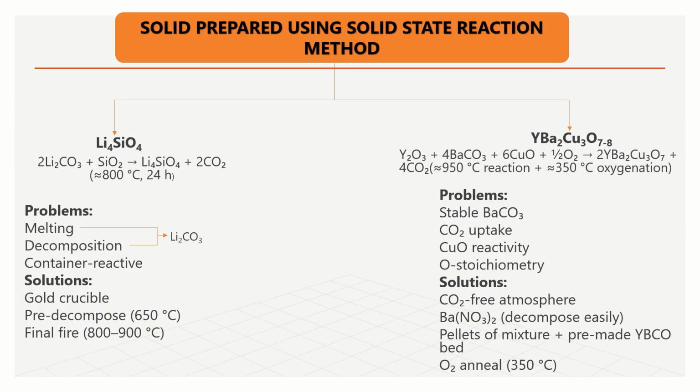The solution for this is reacting in a carbon dioxide free atmosphere and using barium nitrate instead of carbonate to avoid carbon dioxide problems, and making pellets of the mixture and placing them on a bed of YBCO powder to avoid contamination. And after heating at 950 degrees Celsius, perform the oxygen annealing at 300 degrees Celsius to let the material absorb oxygen and reach the perfect formula, which is YBa2Cu3O7.